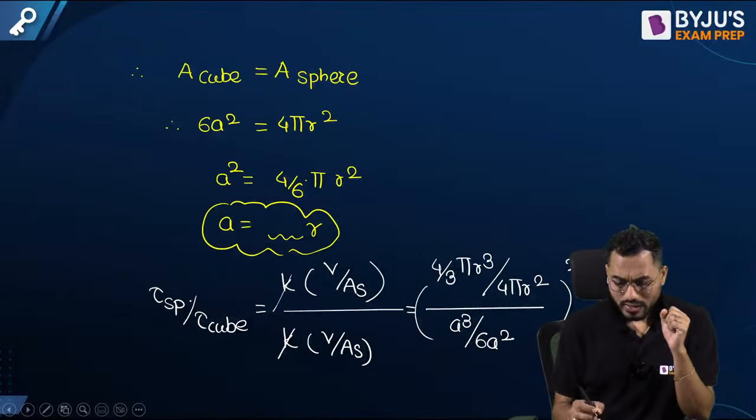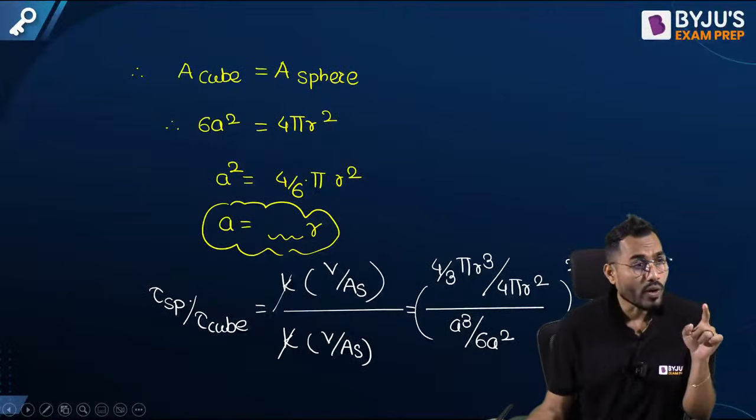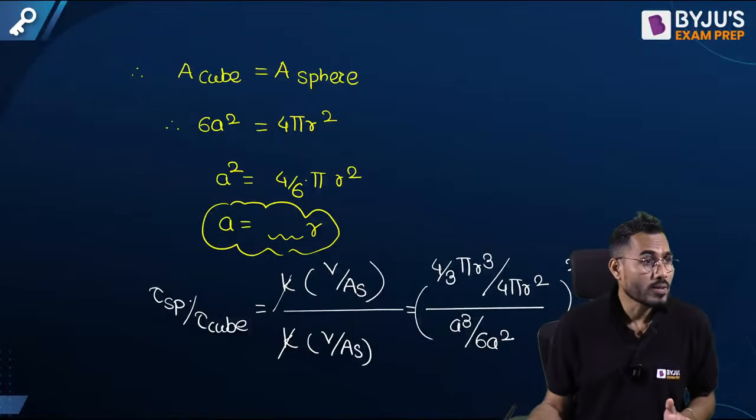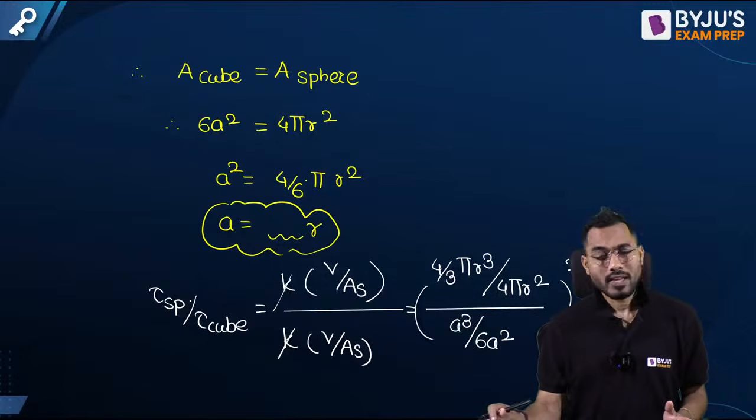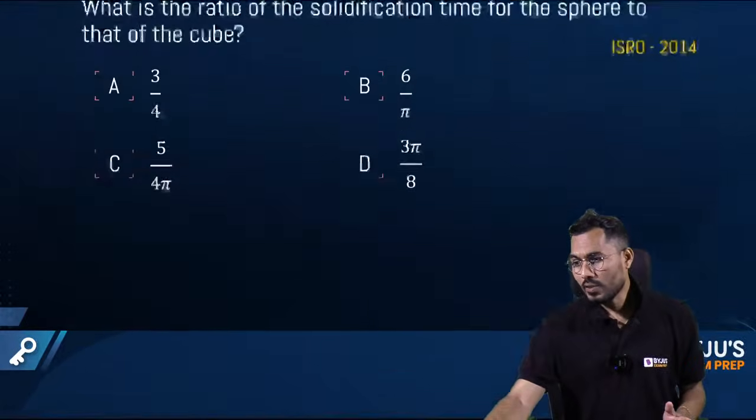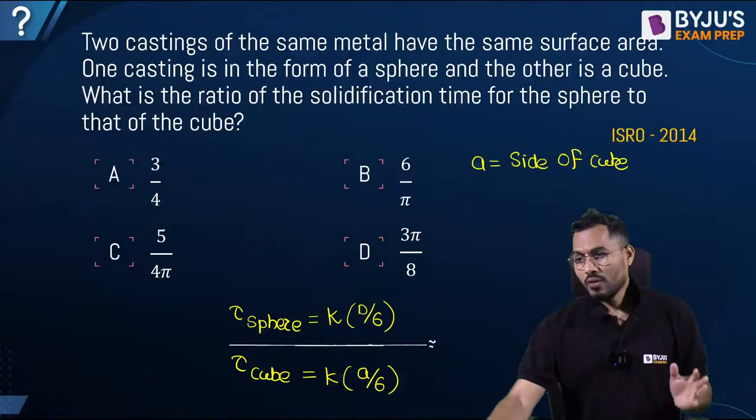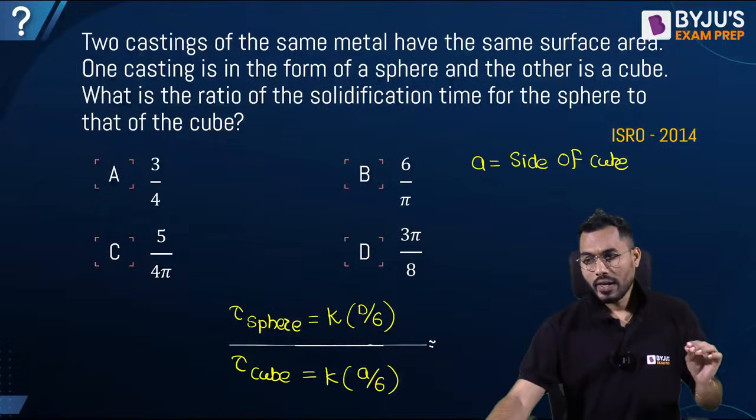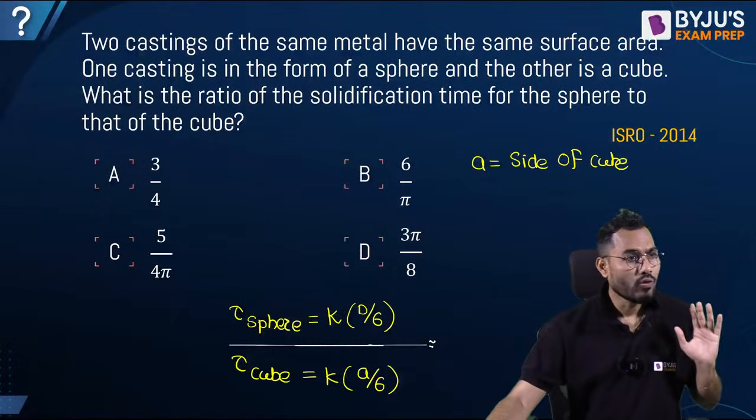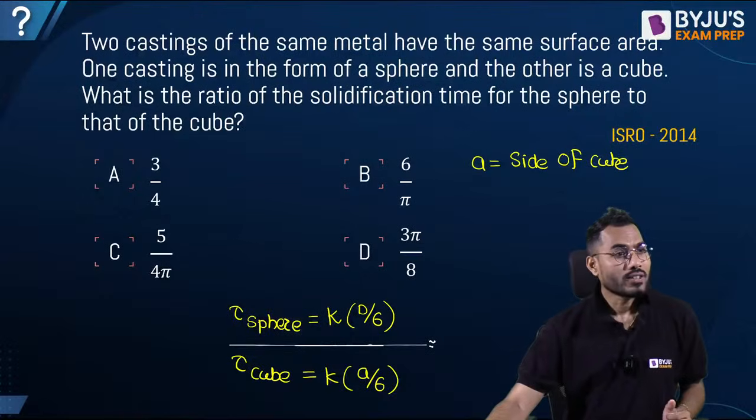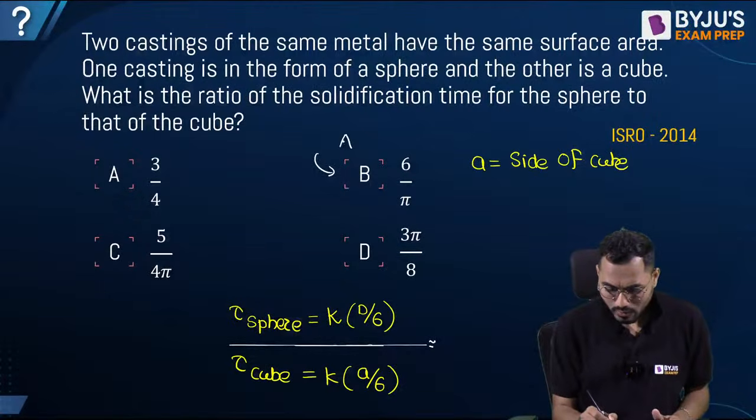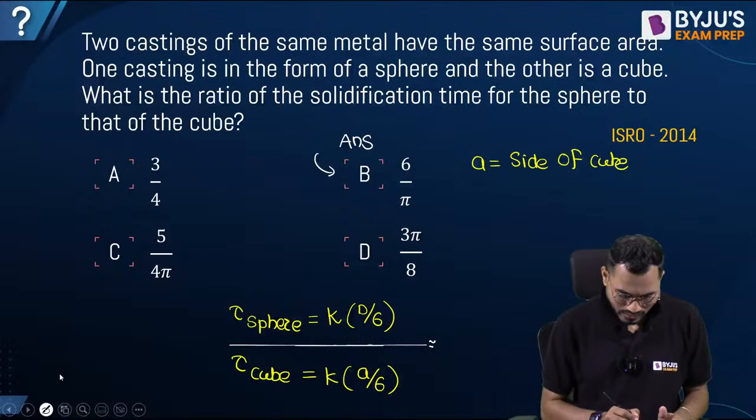When we put it in terms of r, you tell me what the answer is. Kiran Kumar, Mohit Gupta, anyone calculated the answer? Whether it is coming 6 divided by pi, or 3 pi by 8, or 3 by 4, or 5 divided by 4 pi. What is it? 6 divided by pi. Mohit Gupta, absolutely correct. That is exactly my answer.